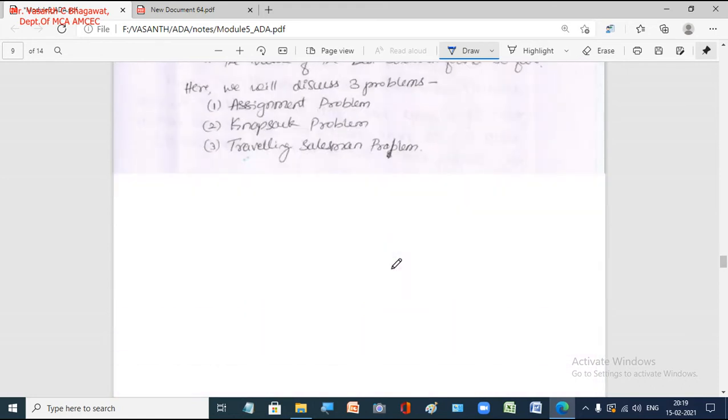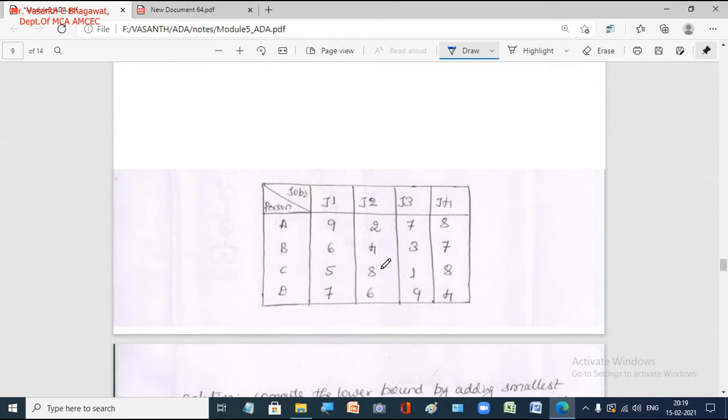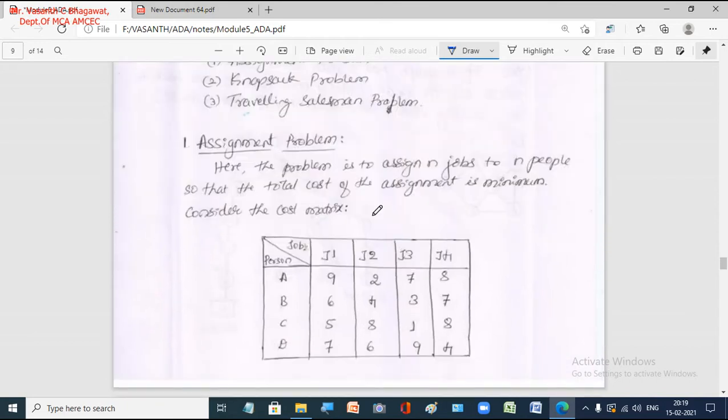Now let us look into some of the problems under branch and bound. First we will consider the assignment problem. What does this assignment problem tell us? It is a very simple problem. The problem is to assign n jobs to n persons or n people. Say, for example, you have 4 jobs: job 1, job 2, job 3 and job 4. You have to assign these jobs to the 4 persons, A, B, C, D.